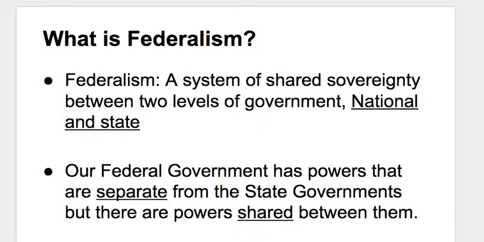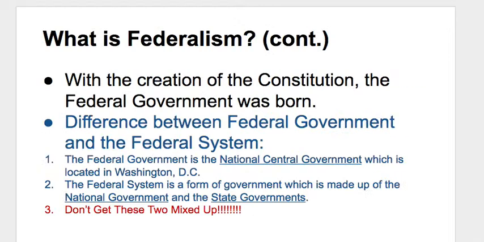However, we operate on a cooperative system of federalism, where really there's a mix of powers that are shared between the state and federal. There's some overlap there. So what is federalism?